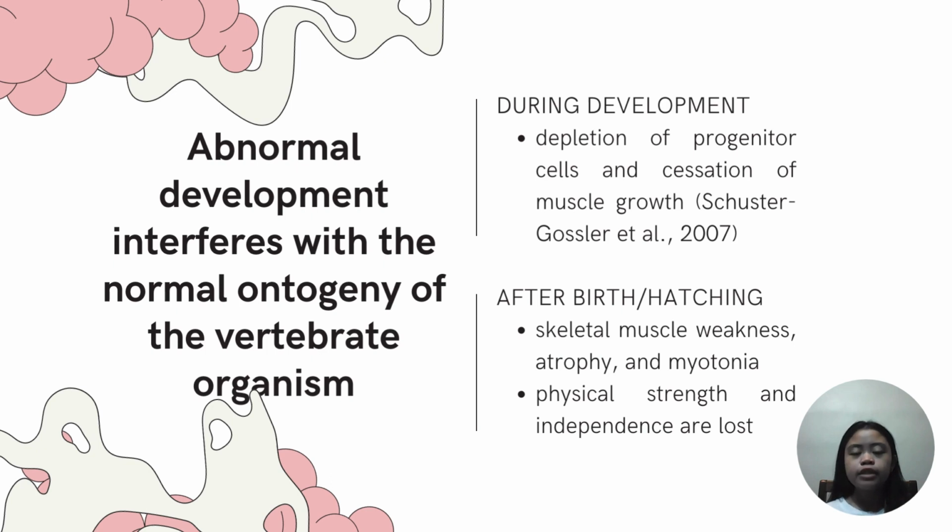As muscle fiber formation is completed near birth, the repercussions of abnormal development are often manifested after birth or hatching. Skeletal muscle weakness, atrophy, and myotonia with progeroid features are common symptoms of myotonic dystrophy 1 and 2, in which inherited genes cause abnormalities during skeletal muscle myogenesis in the distal and proximal muscles respectively. Over time, physical strength and independence are lost.